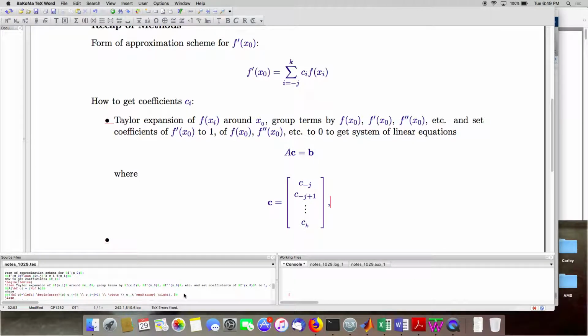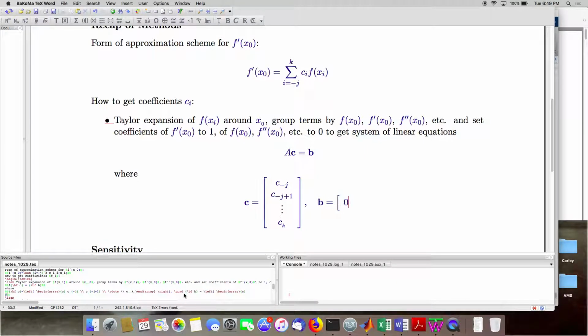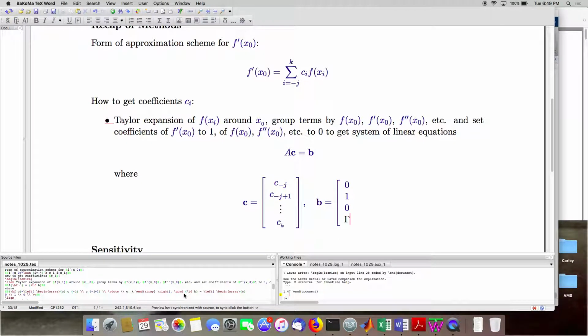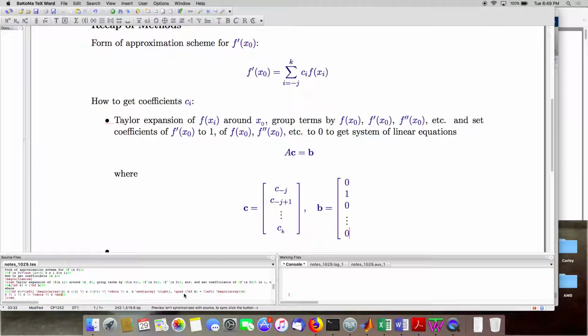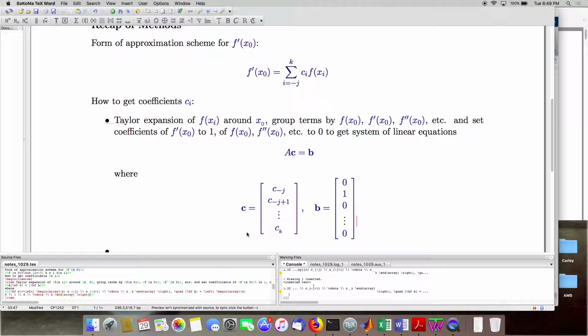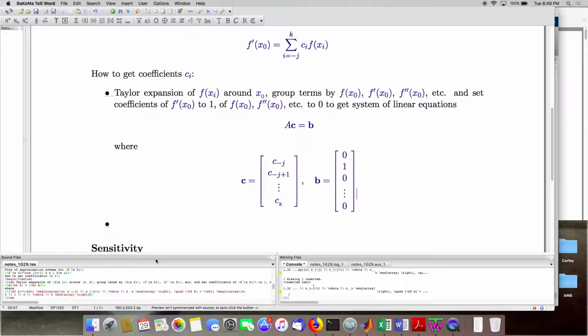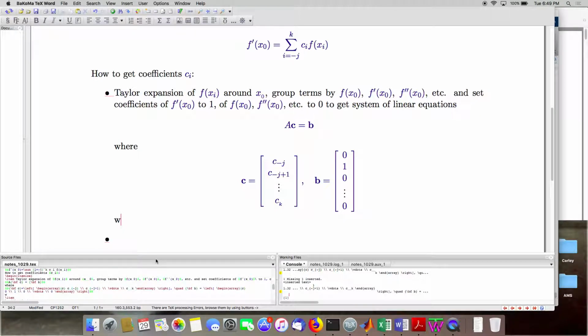And then the vector B is very simple to describe. 0 in the first position, 1 in the second position, and then zeros everywhere else. Okay. And then the matrix A.